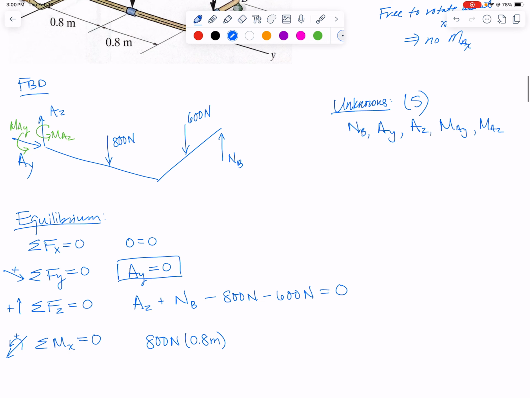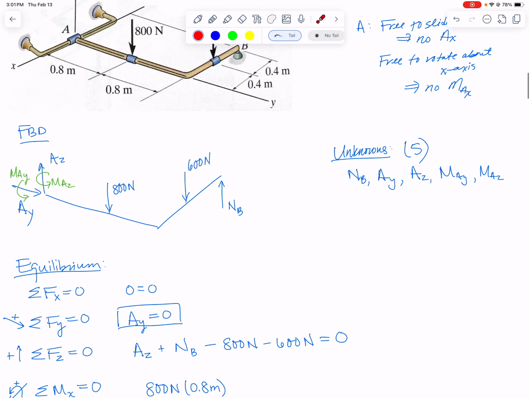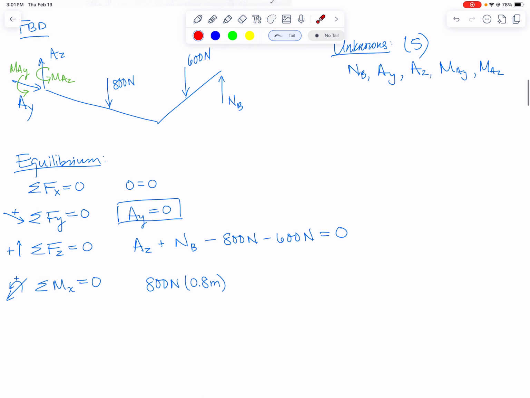And if we want to know the sign of that, if I start over here at the x-axis, move to the right, and then go down, the rotation is going to be this way about the x-axis, and if I curl my fingers that way, my right thumb points in the negative x direction. So this one will be a negative moment.